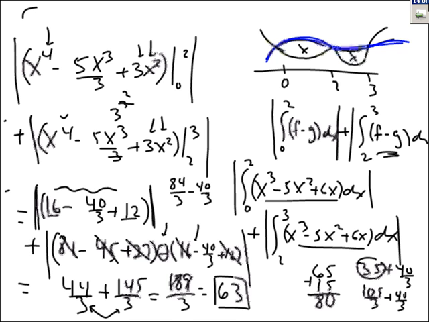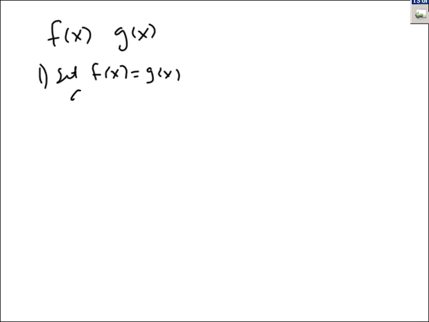Okay, one last time to review. There are two situations that can happen. One where they say go from x equals 0 to x equals 5, and one where they don't. Where they don't, they just give you f of x and g of x and say find the area between the two curves. The first thing you do is you set f of x equal to g of x and solve.